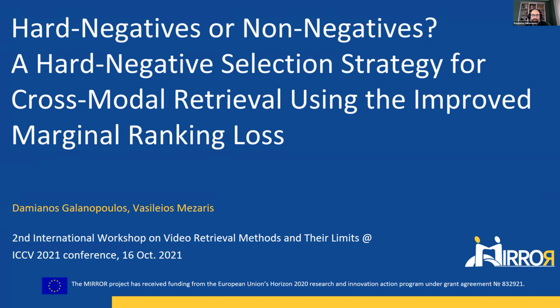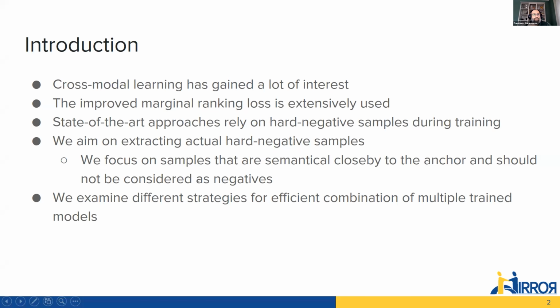Hi, my name is Damianos Galanopoulos, and I will present our paper, Hard Negatives or Non-Hard Negatives, a hard negative selection strategy for cross-modal retrieval using the improved marginal ranking loss. As you know, cross-modal learning has recently gained a lot of interest. The most recent approaches use deep network architectures, and training is performed using the improved marginal ranking loss or similar losses. These approaches rely on hard negative sample mining during training. For this, we focus on extracting actual hard negative samples. More specifically, we focus on samples that are semantically close to the anchor sample and should not be considered as negatives. Moreover, we examine different strategies for efficient combination of multiple models.